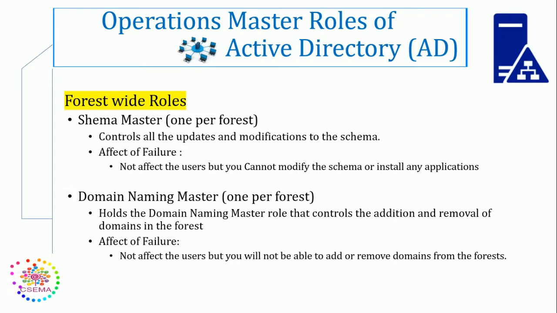And the second one we have is the domain naming master. It is also one per forest and is responsible for maintaining the addition and removal of the domains in the forest. And in the event of a failure of the domain naming master, users will not be affected at all. But when the administrator tries to add any domains or remove any from the existing environment, they will not be able to do that.